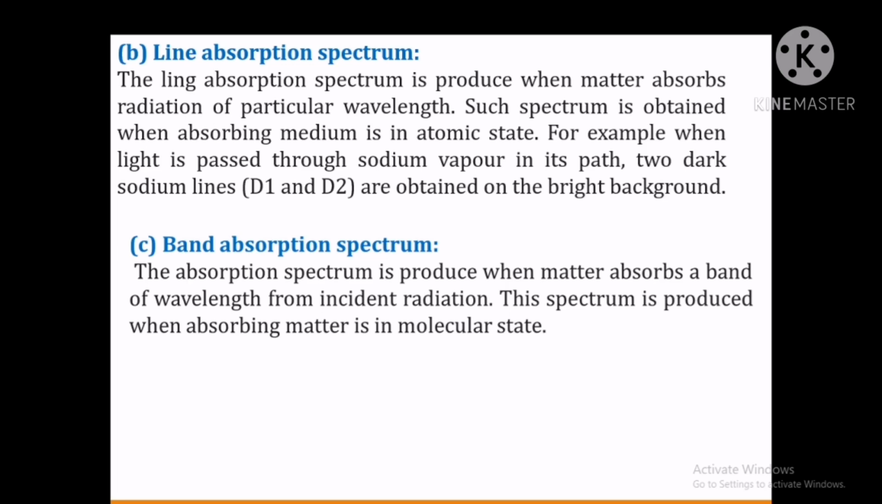And the third is band absorption spectrum. The band absorption spectrum is produced when matter absorbs a band of wavelengths from the incident radiation. This spectrum is produced when the absorbing material is in the molecular state. So basically spectra are of two types: emission and absorption spectrum. In emission spectrum, light is emitted; in absorption spectrum, light is absorbed. So this is all about the optical spectra.